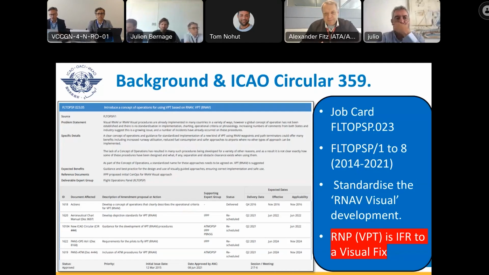The idea was to standardize the RNAV visual development. At that time, in 2014, RNAV visual was the kind of new thing that happened. And we started with this idea, and then through the development of the discussions and the documentation, ICAO ended up with the RNP VPT as an IFR procedure with a visual fix that leads to a visual segment, a visual with prescribed track. That ended all the discussions about RNAV visual, RNP visuals, and all those kinds of approaches that are not standardized.